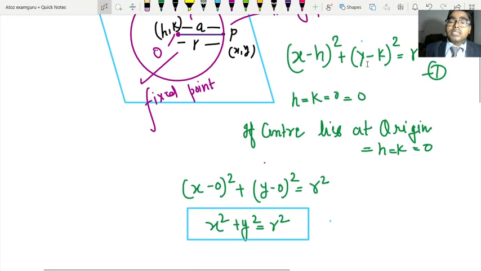And by using this equation, (x - h) whole square plus (y - k) whole square equal to r square, you can simply find the equation of the circle by putting in these values. And let us see, if this circle passes through the origin, what it reduces to. As I explained to you, if this circle passes through the origin, the center of the circle lies at the origin, and the coordinates of the origin are 0 comma 0. So in place of h comma k, you put 0 comma 0, and the equation reduces to x square plus y square equal to r square simply.